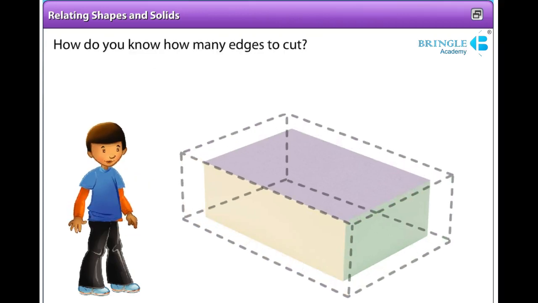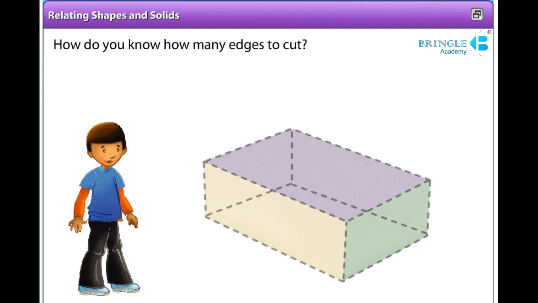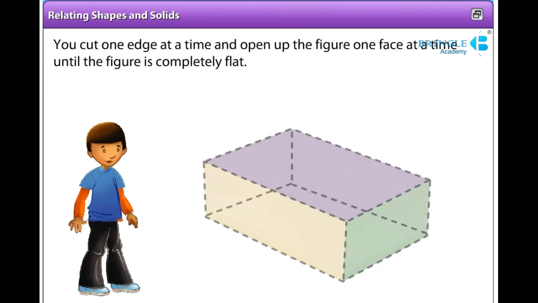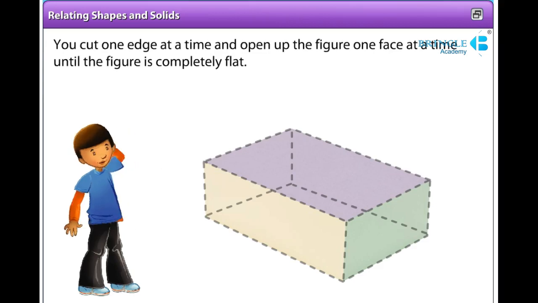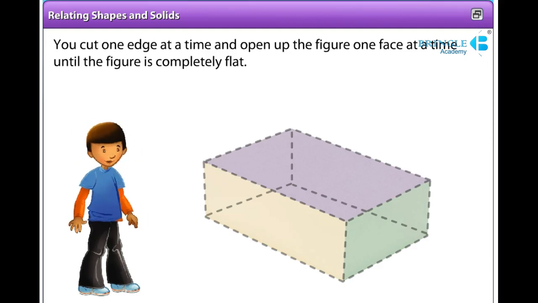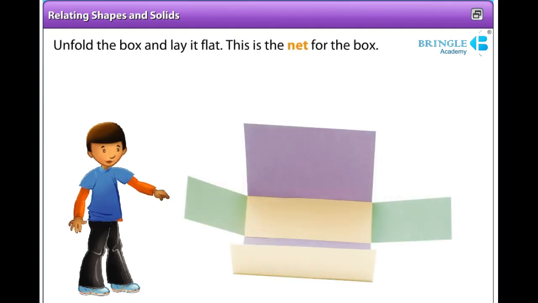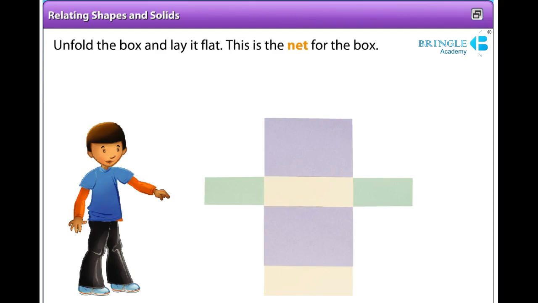How do you know how many edges to cut? You cut one edge at a time and open up the figure one face at a time until the figure is completely flat. Unfold the box and lay it flat. This is the net for the box.